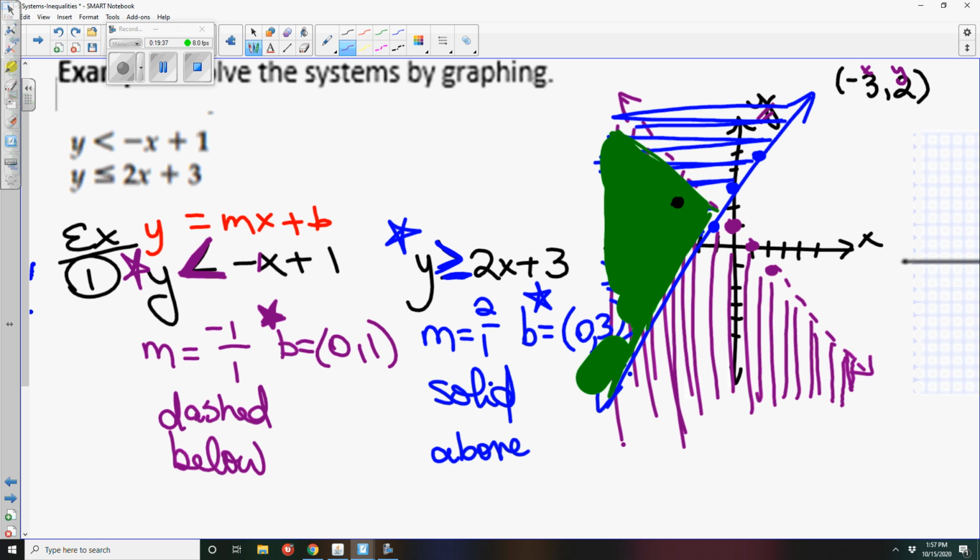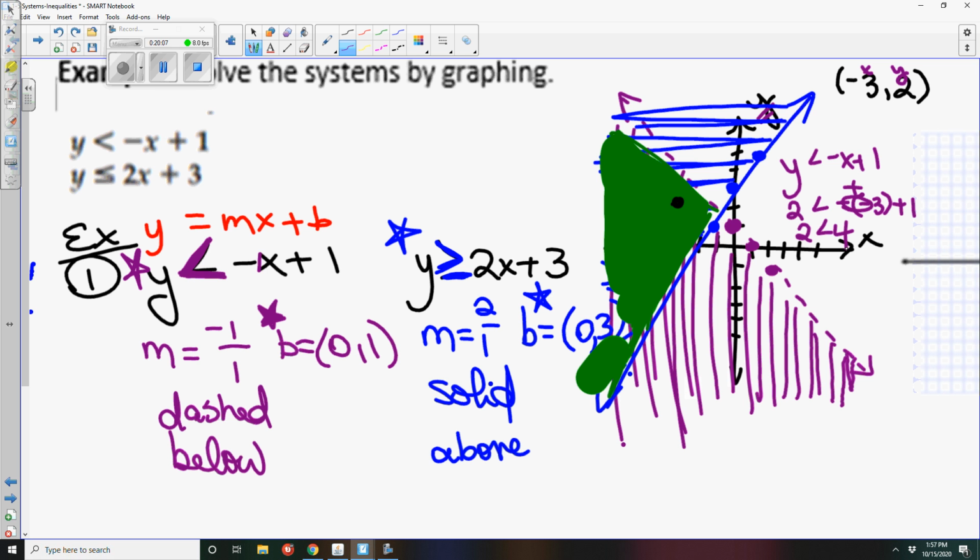So if you take your inequality that you were given, y is less than -x + 1, and plug in those values, you can see if it works. Our y value here is 2. So 2 is less than -(-3) + 1. What do two negatives make? Positive. So +3. What's 3 + 1? 4. So is that true? Is 2 less than 4?